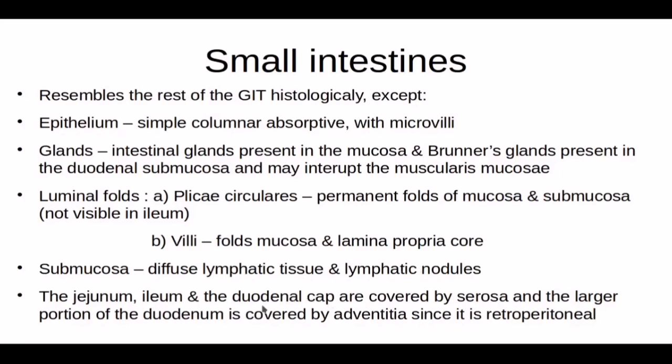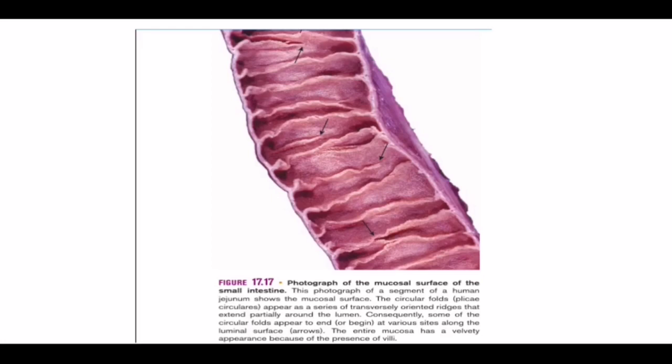Then, for most of the small intestine, they are covered by serosa because they are intraperitoneal. However, the only portion that's covered by adventitia is the duodenum, excluding its proximal part, which you actually call the duodenal cap. So most of the duodenum is retroperitoneal, so it's covered by adventitia, and the remaining parts of the small intestines are intraperitoneal, covered by serosa. All right, so this is the gross anatomical structure of the small intestines.